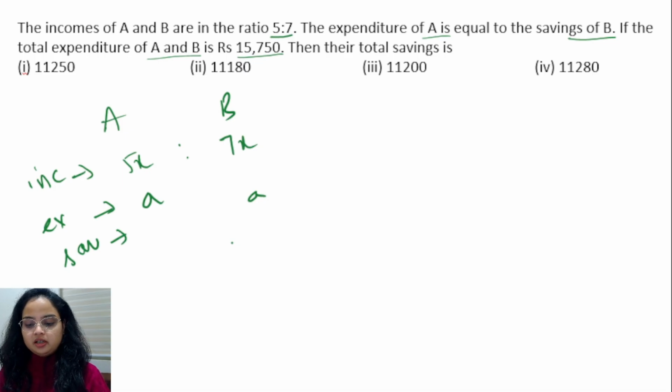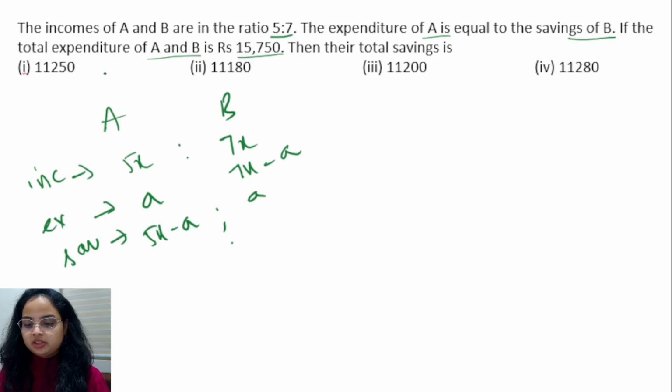So what is savings here? Expenditure plus savings is equal to income. So here savings of A is what? It is 5x minus a, and expenditure of B is what? It is 7x minus a. It is income minus savings.